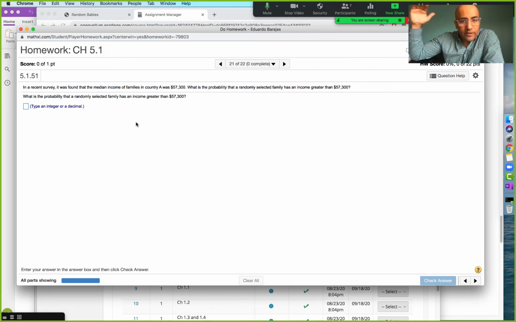Of course, many of them will be really, really high, and some of them will be really, really low. But if we put them all in a giant list and we go to the person right in the middle, then that income will be the median, and in this case we're being told it is 57,300. By definition, the median is the one right in the middle. Therefore, if one randomly selected family is picked, there is exactly a half chance that you'll pick one above the middle value and a half chance that you'll pick one below the middle value.